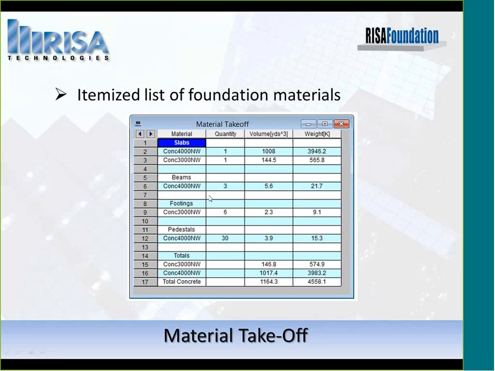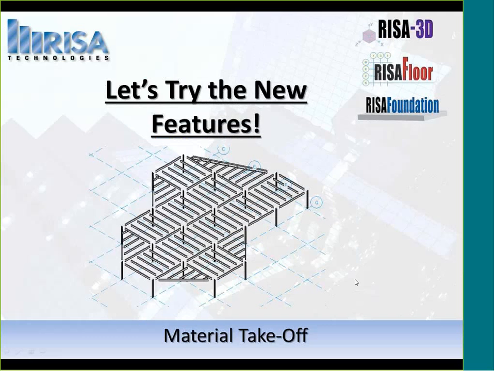In RISAFoundation, in particular, you've got a material takeoff that we've added there. So this will give you something similar to what we see in RISA 3D and RISAFloor. This is like that, where you get each material specified, giving you an itemized list. So the slabs, the beams, the footings, the pedestals, all that's listed out for you with the volume and the weight. And this is great for a total number of how much concrete went into the project, things like that, and for whatever you might need for your material takeoff. But I think one of the best ways to see is how much weight you have in the structure.